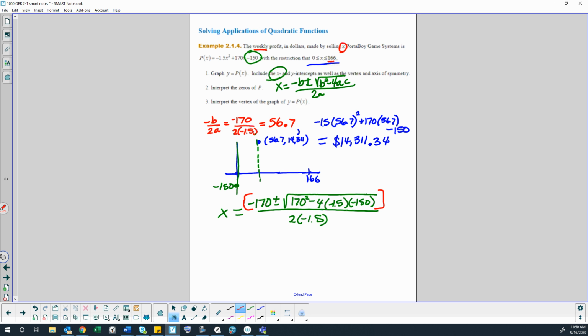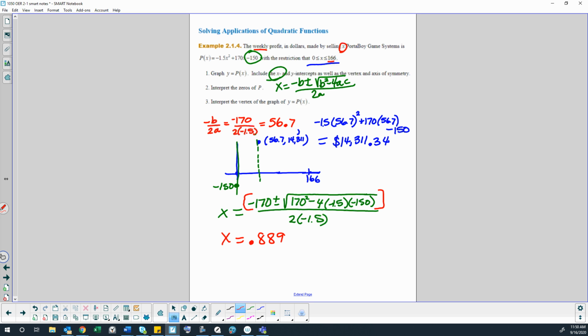Decimals are fine. Obviously this problem is full of decimals. That's real life for you. It's always a little bit messy. So I'm just going to take this in. Negative 170 plus the square root of 170 squared minus 4 times negative 1.5 times negative 150. Close the stuff in my square root. I'm going to go ahead and hit enter. And then I'm going to divide that by negative 3, because 2 times negative 1.5 is negative 3. Okay. So that gave me 0.889.